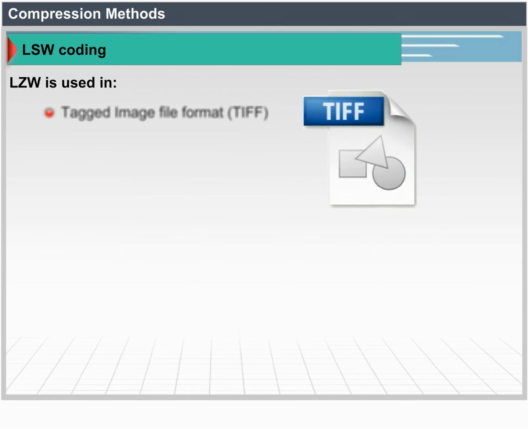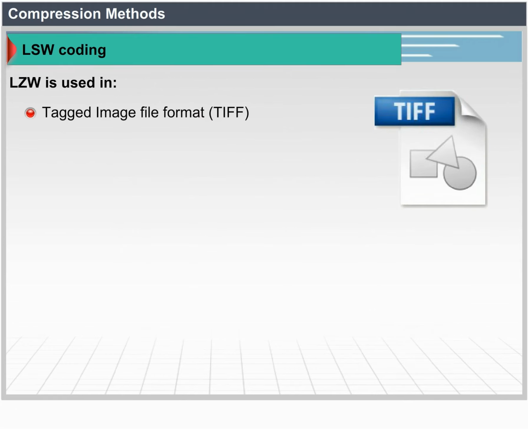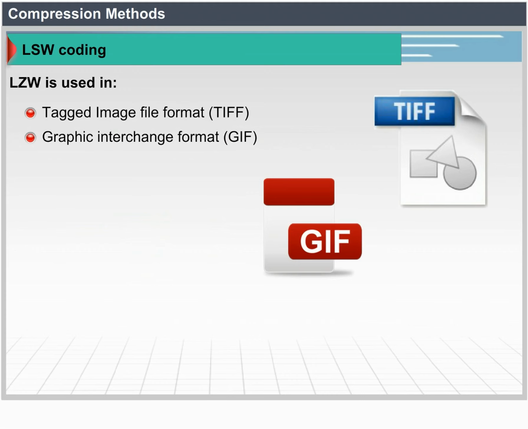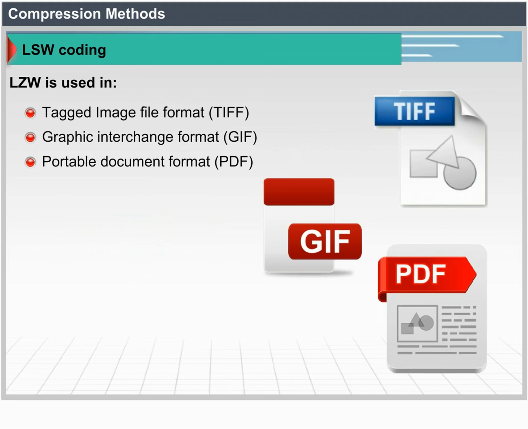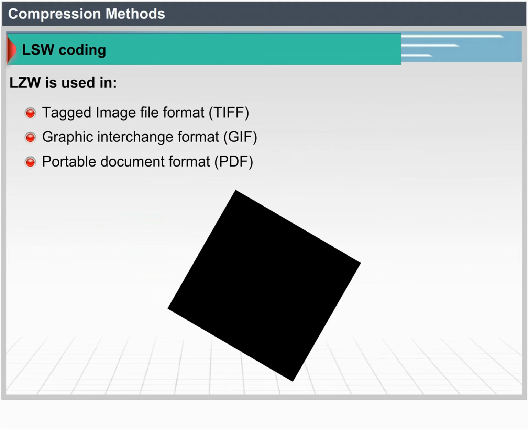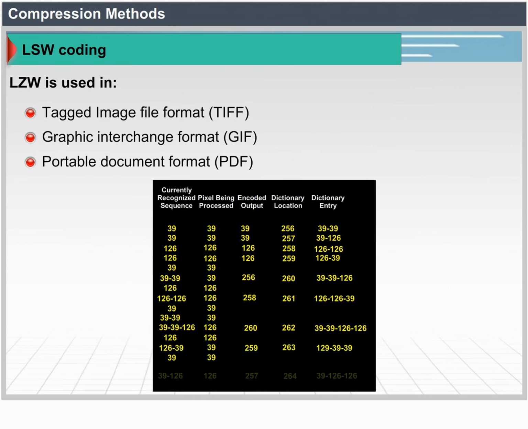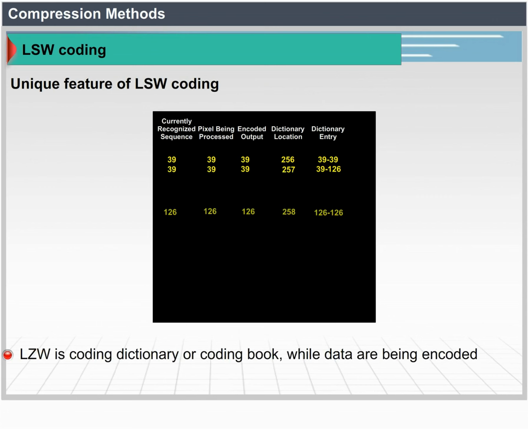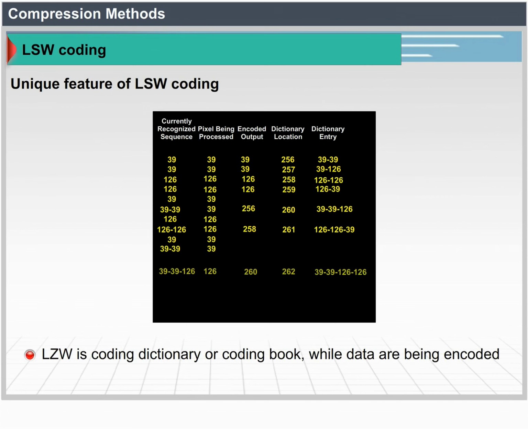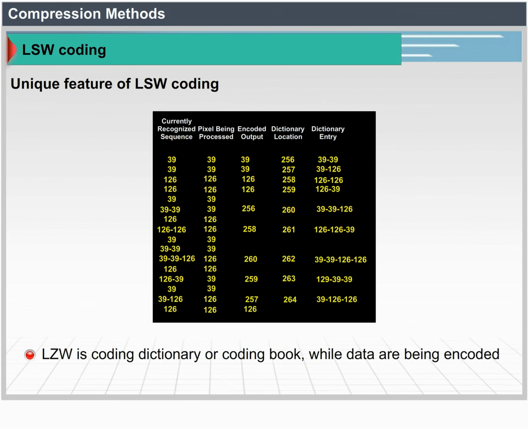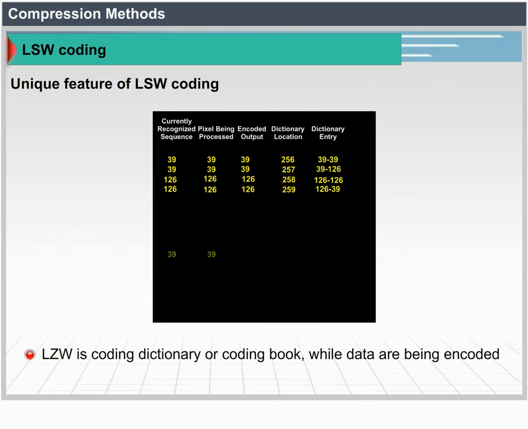LZW is used in tagged image file format TIFF, graphic interchange format GIF, and portable document format PDF. The tabularized procedure for LZW coding can be seen on the screen. Unique feature of LZW coding: the coding dictionary or coding book is created while data are being encoded.